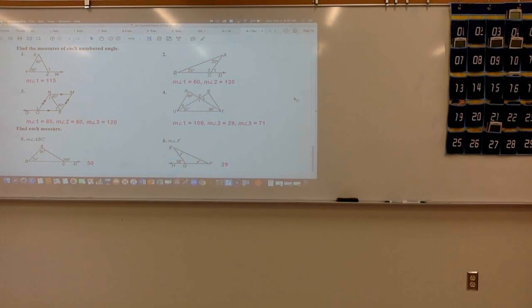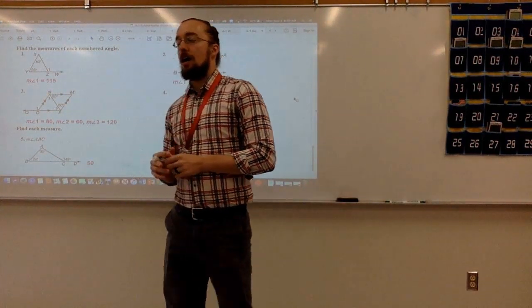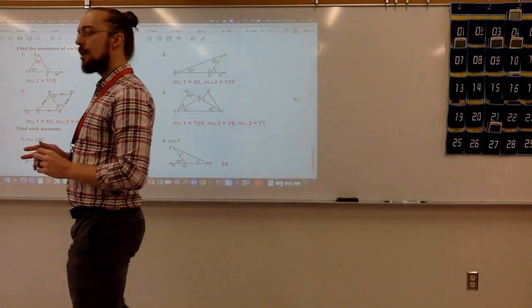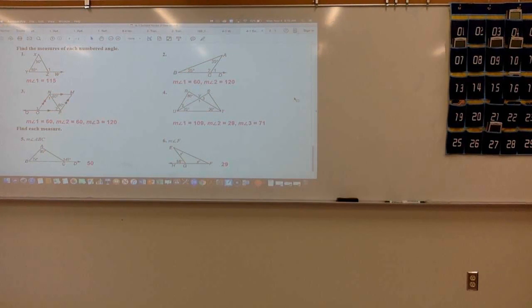You can look up here at the answers. For which one? This one? I think X would be 25. Then when you plug it back in, that angle is 50. It makes more sense. What is 180 minus 145? What's 130 divided by 2?